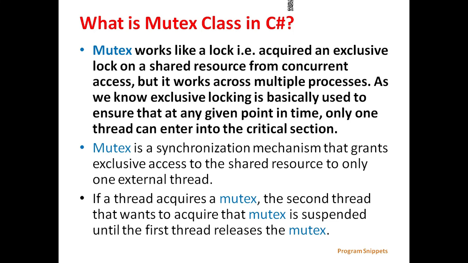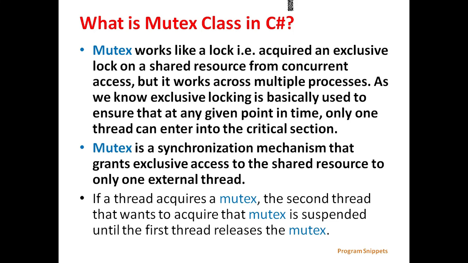Mutex works like a lock that acquires an exclusive lock on a shared resource from concurrent access, but it works across multiple processes. As we know, exclusive locking is basically used to ensure that at any given point in time, only one thread can enter into the critical section. Mutex is a synchronization mechanism that grants exclusive access to the shared resource to only one external thread.